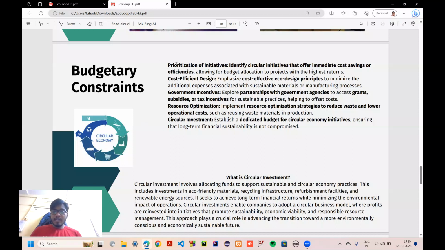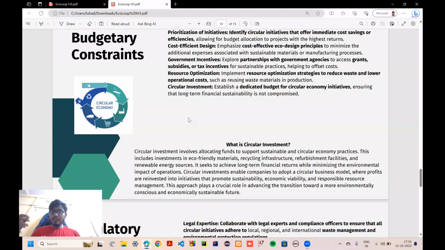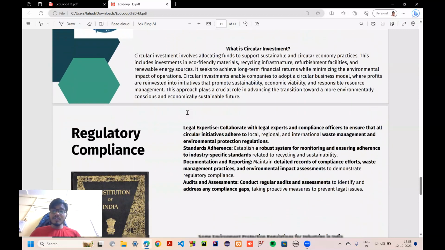First is prioritizing of the initiatives. Apple has basically prioritized the initiatives. Instead of investing in all things, they have focused and narrowed down certain things and started investing more in them. There is also cost efficient design. Government incentives are also there that support companies that are promoting the circular economy. Resource optimization is one of the methods and circular investment is another. So let's talk about circular investment a little bit in detail. What is circular investment?